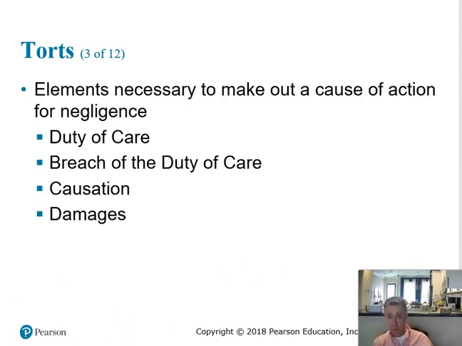The elements necessary to make out a cause of action for negligence: there has to be a duty of care. In our previous example, driving on the roads creates a duty of care. Breach of the duty of care. You didn't have your brakes checked out and working properly. Causation, the fact that the brakes didn't work caused the accident. And the damages would be any medical bills or getting their car fixed or replaced. All of those would fall under the damages.